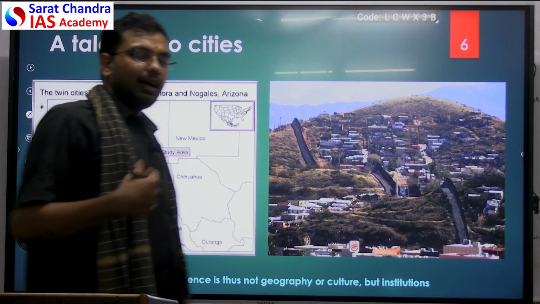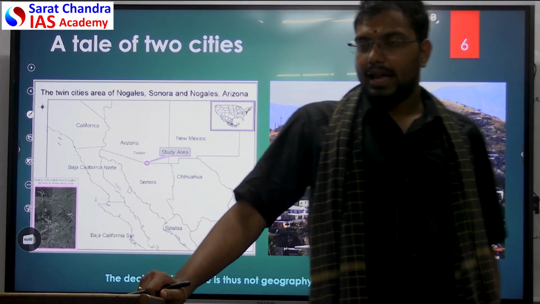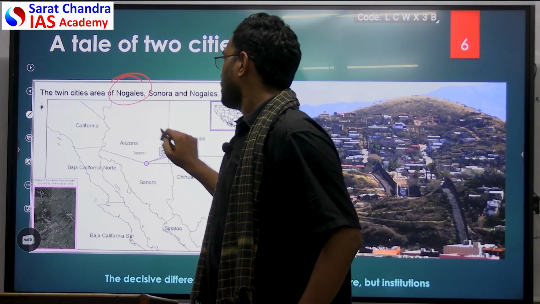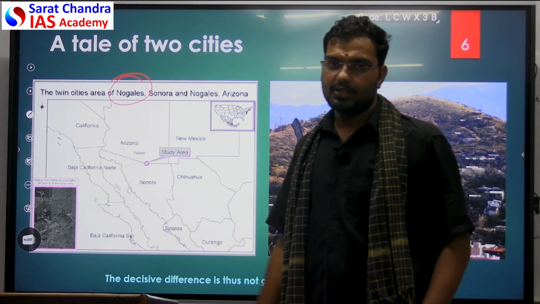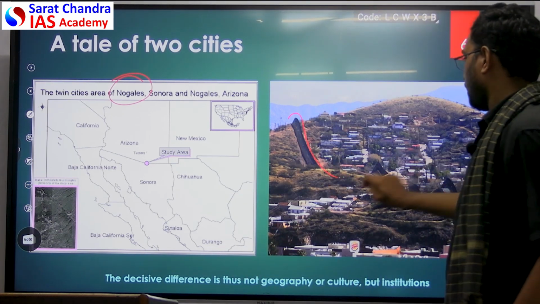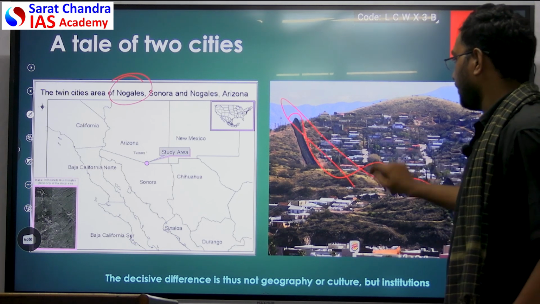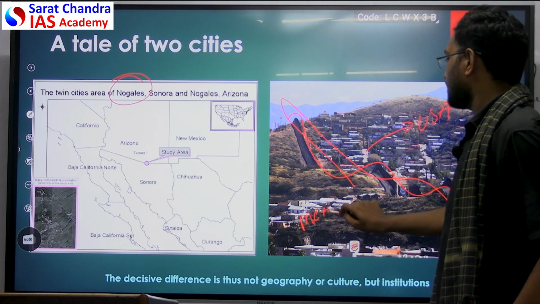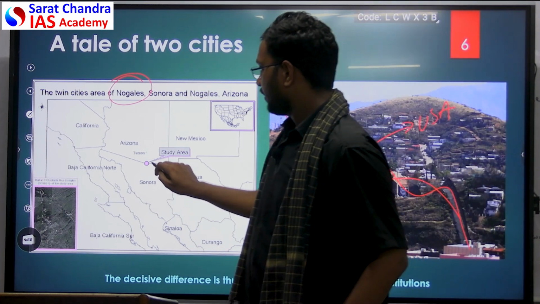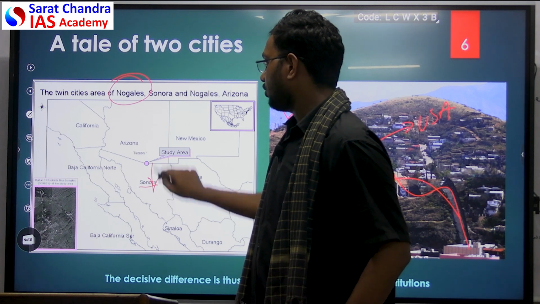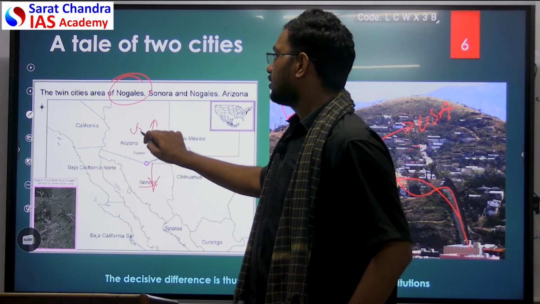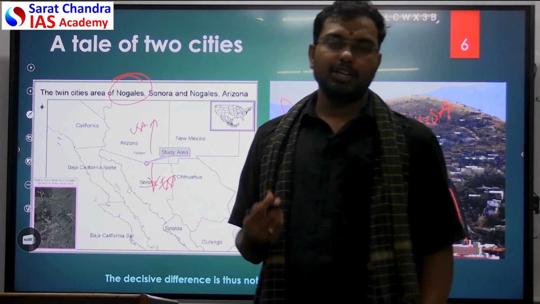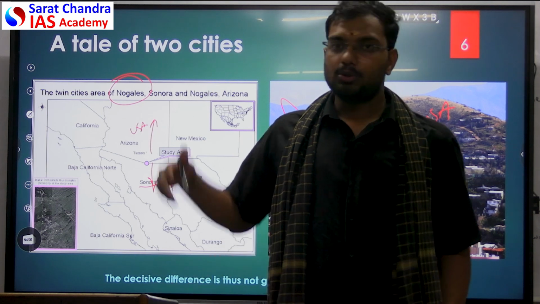So to understand the economic aspect, they went into a village called Nogales. So this Nogales village has a distinctive feature. It is divided through a wall. So as you can see, there is a wall between the USA and Mexico. So this town is divided between the Sonora part of Mexico and the Arizona state of the USA. Due to which, what happened? They got an opportunity to study the same village from two different perspectives.